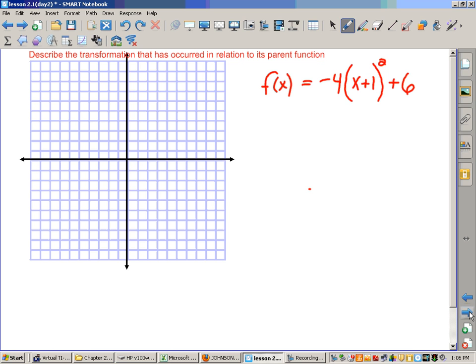All right, next person. Your discussion. What's occurring in this function? Translated up 6. Left 1. Reflected over the x-axis. Vertically stretched by a factor of 4.